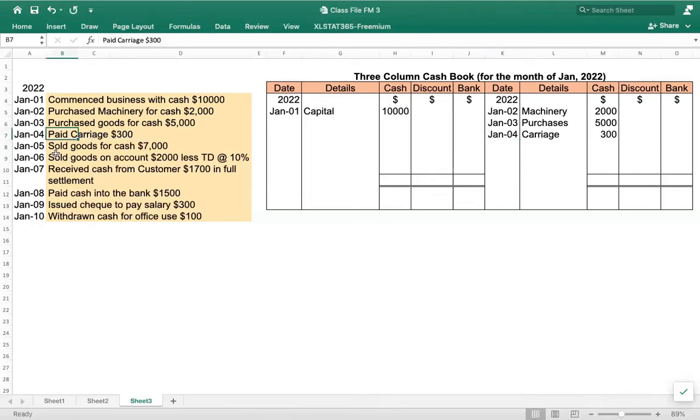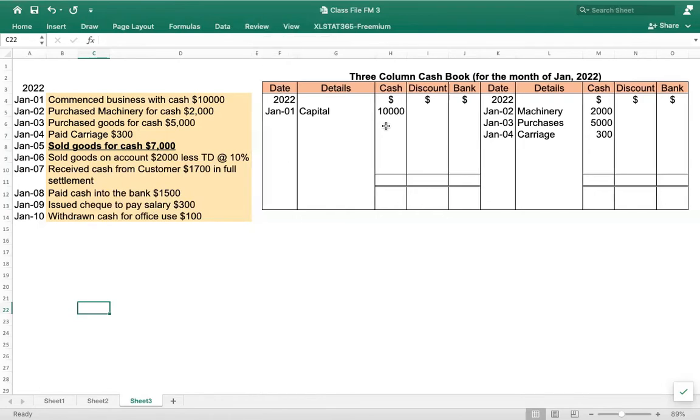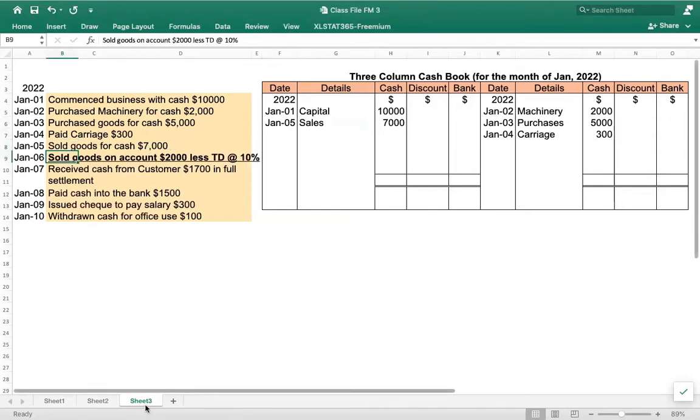Now the next transaction, read out. Sold goods for cash 7000. Now here tell me, is cash increasing or decreasing? Increasing, so increase in asset. Debit. So on the debit side in the cash column I will put the money 7000. And the name of the other account? Sales. Excellent. Sales, Jan 5th. Now the next transaction, read out.